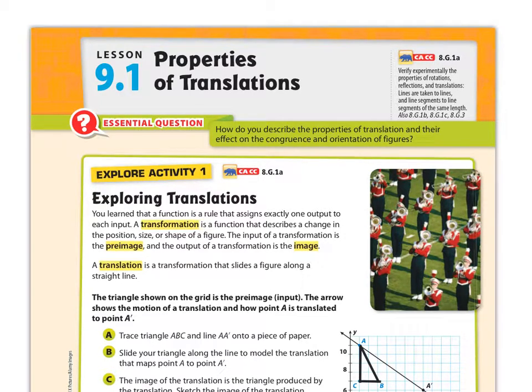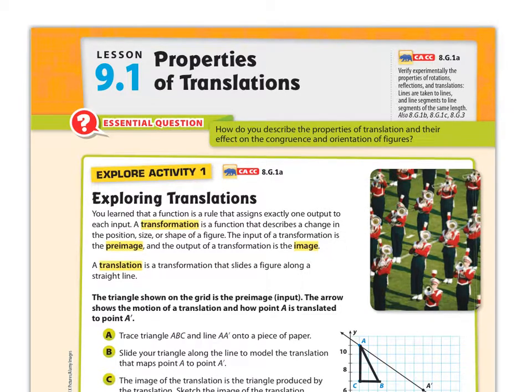The standard up at the top right is 8.G.1a, and our essential question is, how do you describe the properties of translations and their effect on the congruence and orientation of figures? So we have some vocab words, since this is the very first lesson in this module, in fact in this unit.